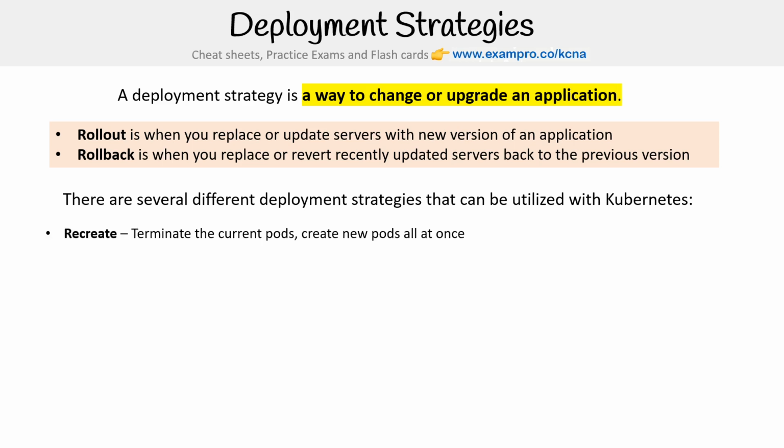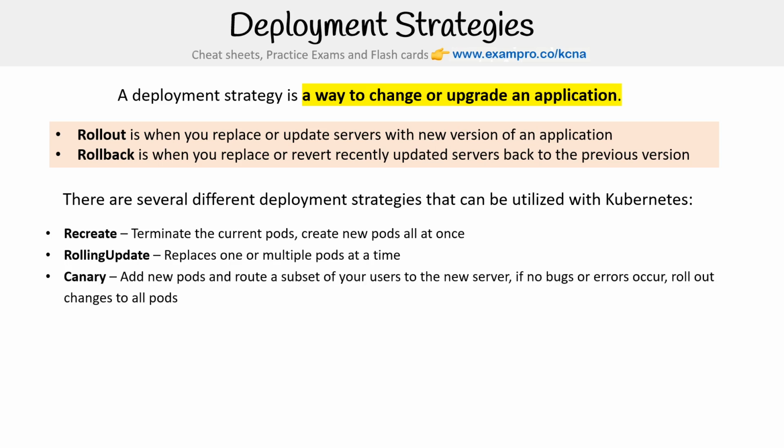So the first is recreate. So terminate the current pods and create new pods all at once. Normally we call this in-place deployment, but they call it recreate. Then you have a rolling update. So replace one or multiple pods at a time. Then you have Canary, so add new pods and route a subset of your users to the new server. If no bugs or errors occur, roll out the changes to all the pods.